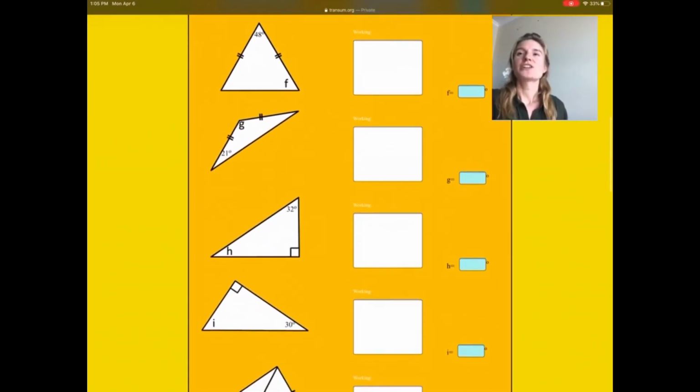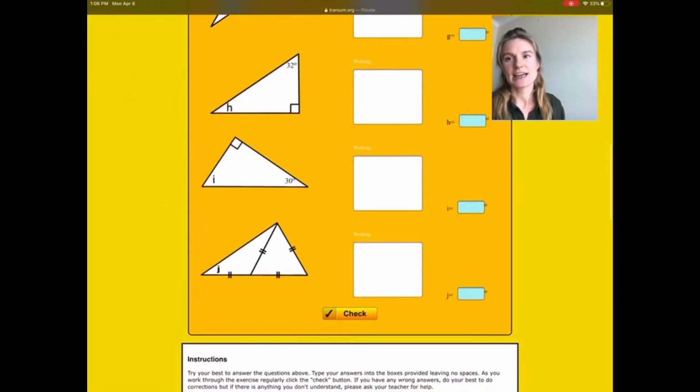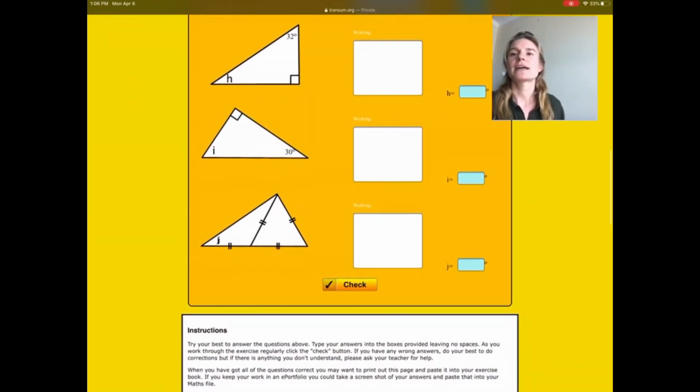Okay, the one underneath that, another isosceles, which means the 2 angles at the bottom are the same. So we have 180, we're going to have to take away that 48 and then split the answer between 2 to find out what F is. Okay, and then we've got a right angle triangle there. We know what a right angle triangle has in it, and 90, that's going to definitely help us. Another right angle triangle.